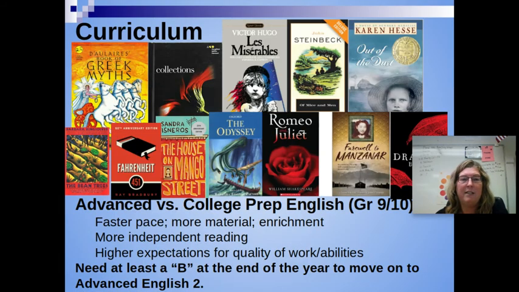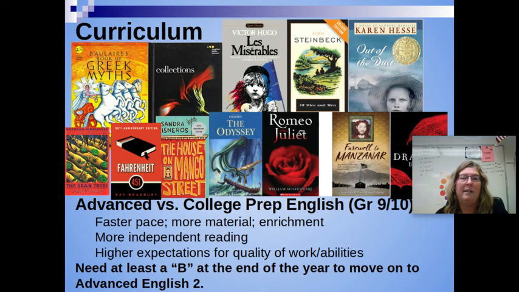So the main differences between advanced and college prep English at the freshman and sophomore level here at Ponderosa is that advanced classes move at a faster pace. Therefore, we can cover more material and do more enrichment, hopefully more fun activities that make them love English, or at least tolerate it. We do more independent reading in advanced English, and we have higher expectations for what they can do on their own, whether that's reading or writing.